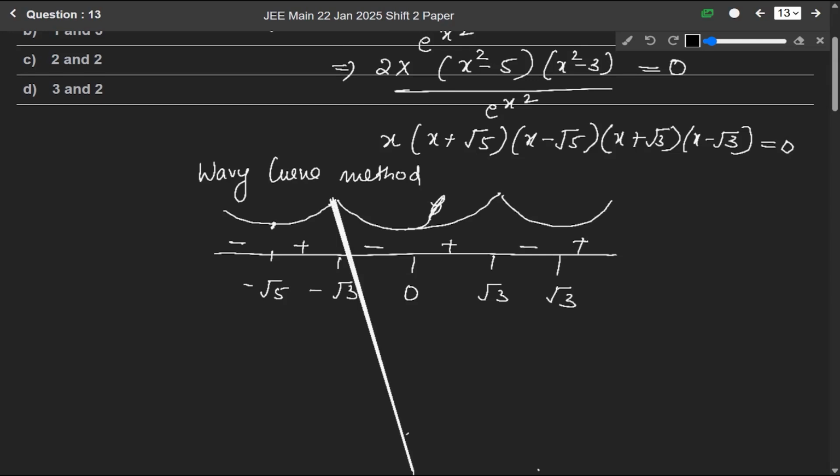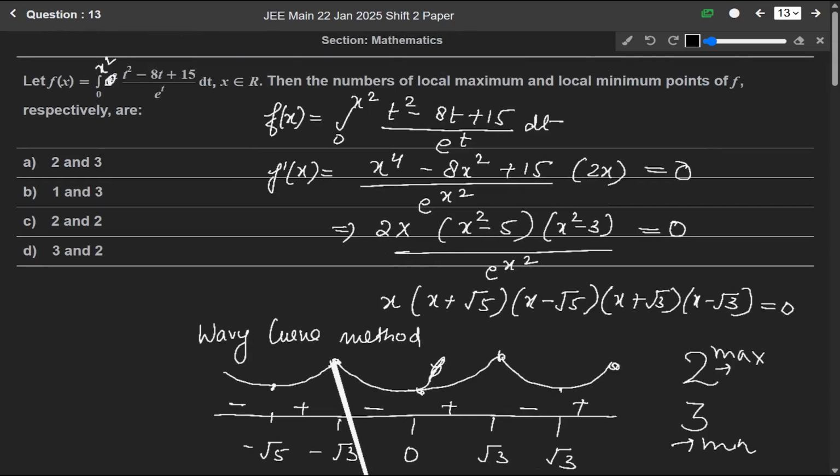1 point here, one. So number of local maximum will be 2 here, and number of local minimum will be 3 here. These are maximum and these are minimum. Okay. So number of local maximum 2 and minimum is 3. So the answer is local maximum and minimum 2 and 3. Means option A is the correct answer.